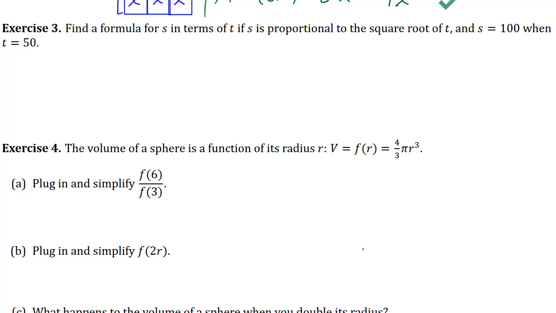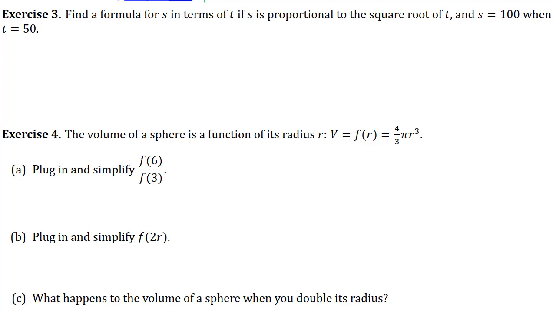All right. Now that you've tried these last two exercises, let's look at the answers. To find a formula for s in terms of t, if s is proportional to the square root of t, and s is 100 when t is 50. So, saying that s is proportional to the square root of t, we translate that this way.